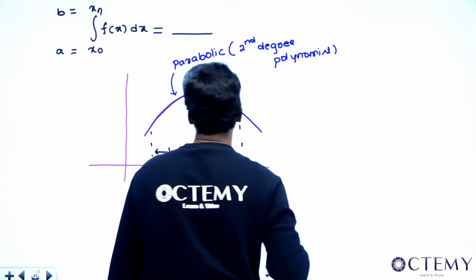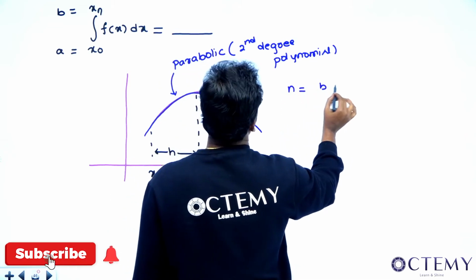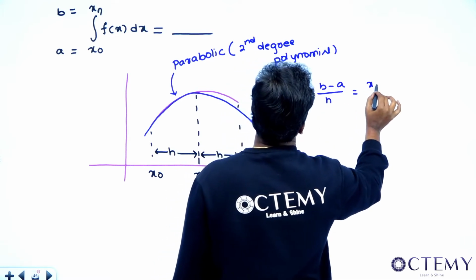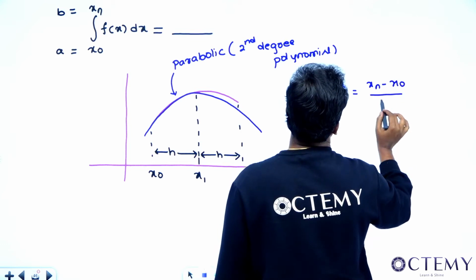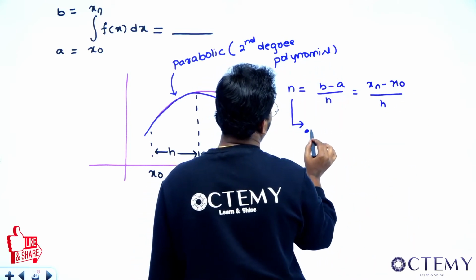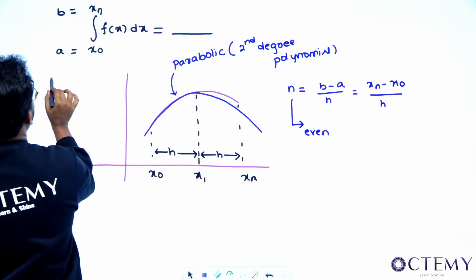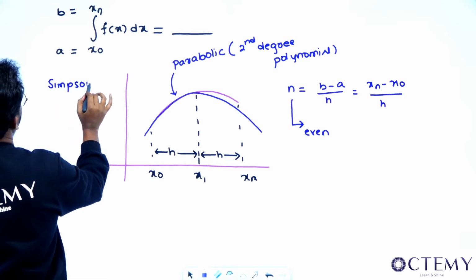And always we will divide n. What is n, sir? That is either b minus a divided by h, or xn minus x0 divided by h. Our n will always be even, sir. Your n should always be even in what method? I am talking about Simpson's 1/3 method, sir.